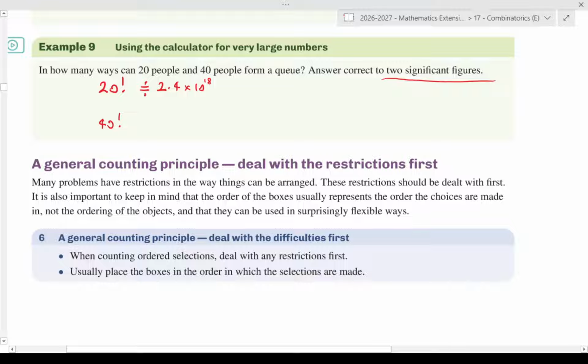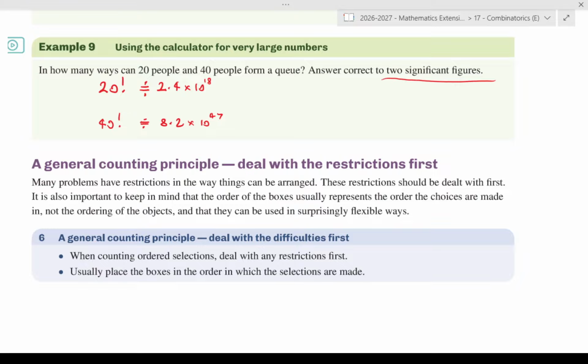Now, it said 2 significant figures, so that's your significant figures, and that's telling us how many zeros we're going to have afterwards, so that's nice. And when we do 40, it's actually going to be 8.2 times 10 to the 47. So you can see why we're starting to use scientific notation and we're using significant figures.